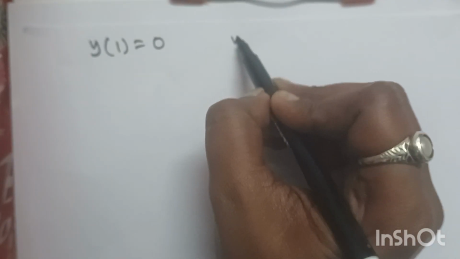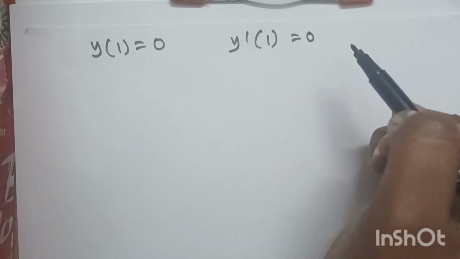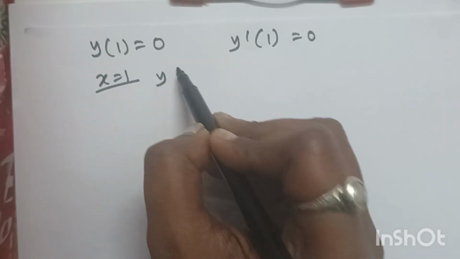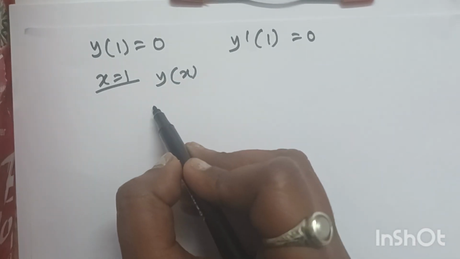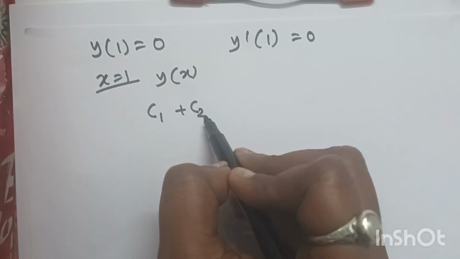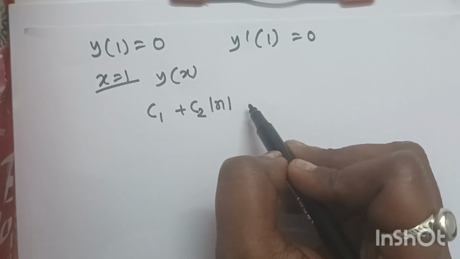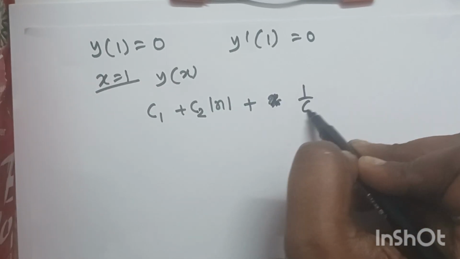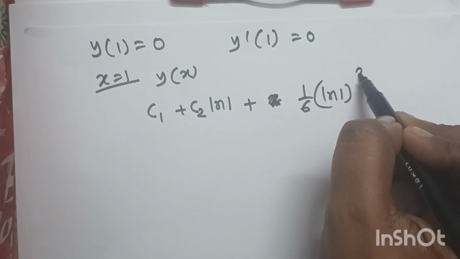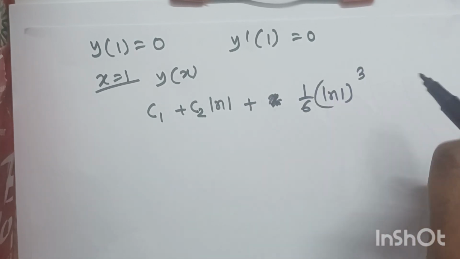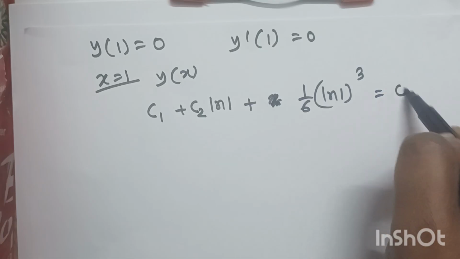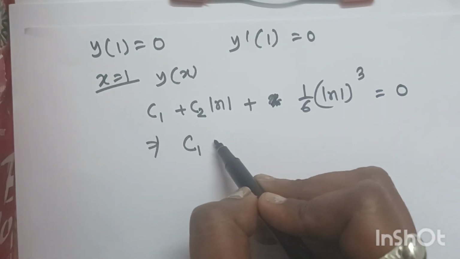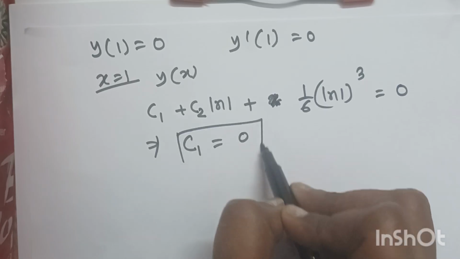Since we have the conditions y(1) equal to 0 and y dash (1) equal to 0, we will use these to find the values of C1 and C2. So if x equal to 1, if we put it in y(x), then we have C1 plus C2 ln 1 plus 1 by 6 (ln 1) power 3, and this is equal to 0 since y(1) equal to 0. Now you know that ln 1 equal to 0, so we obtain C1 equal to 0.